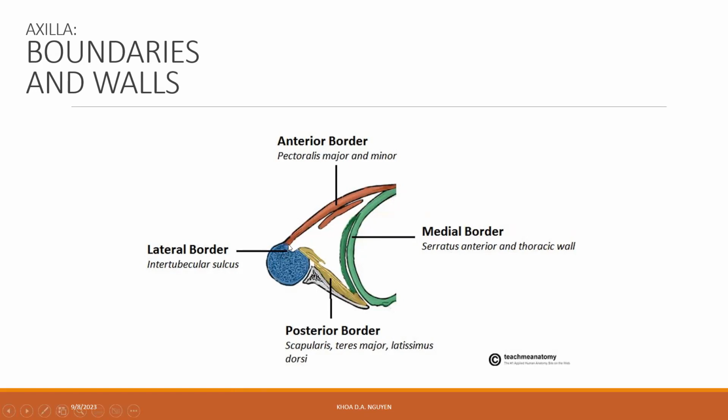And then the lateral border of the axillary fossa is very simply just the intertubercular sulcus. Remember, the intertubercular sulcus is that groove that runs in between the greater tubercle and the lesser tubercle of the humerus.